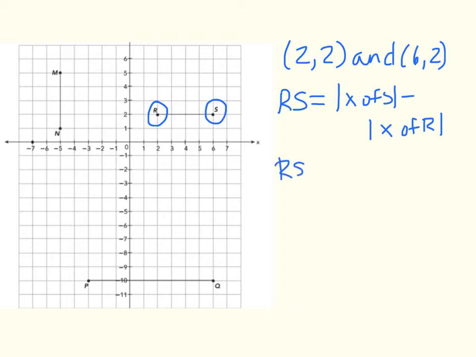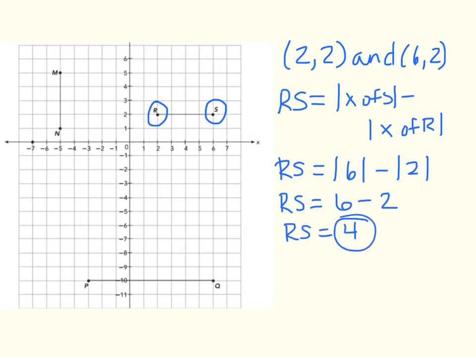So we substitute into our formula. RS equals the x-coordinate of S is 6 minus the x-coordinate of R, which is 2. So RS is equal to 6 minus 2, or RS is equal to 4. Okay. That may seem like a roundabout way to solve it when you can simply look at the graph and count 4 spots. But if you don't want to graph it, using this formula allows you to find the difference without plotting, connecting the lines, and then counting the distance between the 2 points.